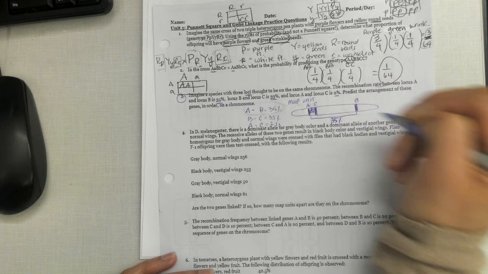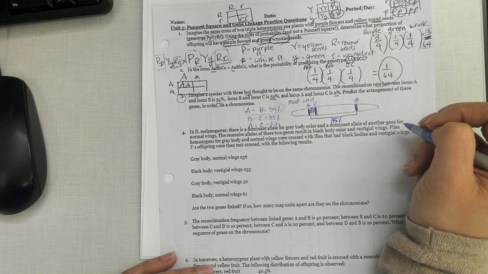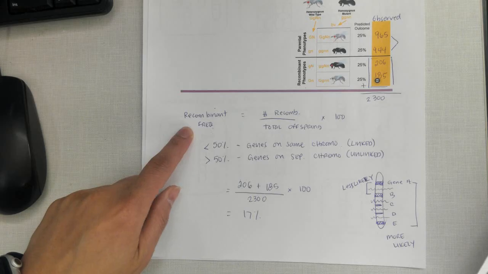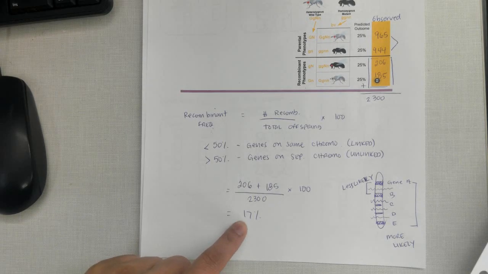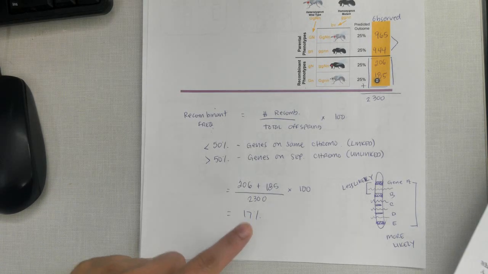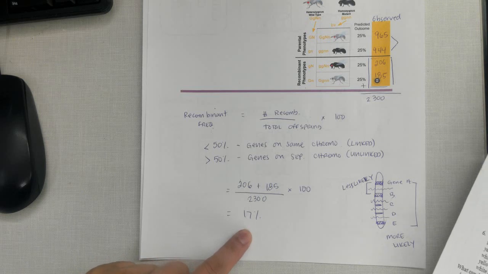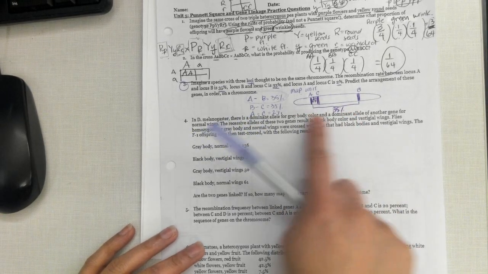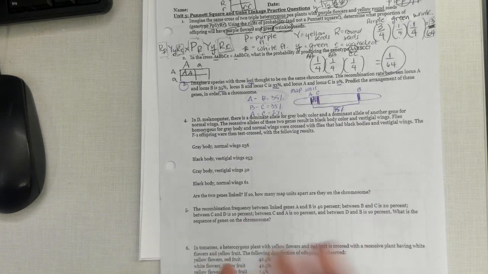So that's what you're going to do with the other problems. You're going to use the recombinant frequency to figure out how far apart the genes are. Are these genes on the same chromosome, or on totally different chromosomes? Are they linked or unlinked? And then you're going to be able to use that information to map out where the genes are on the chromosome.